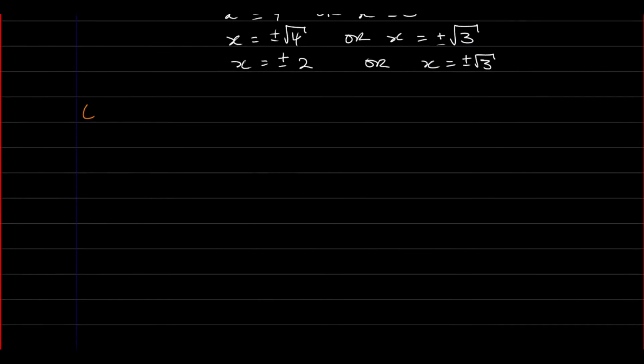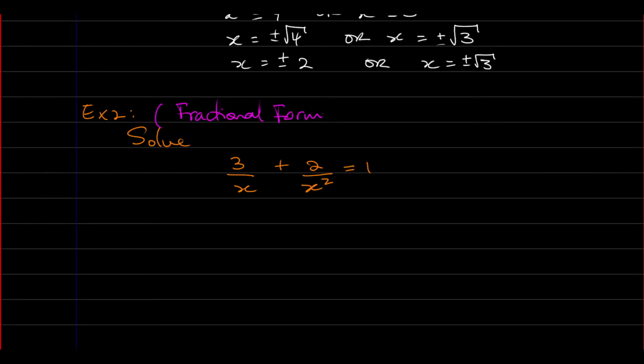The next one that you can get, and I'll just call this example 2, is something like this. Solve 3 over x plus 2 over x squared equal to 1. Right, equal to 1. Right? This one I would call a fractional form because you're dealing with fractions. And what you have to do is you have to get rid of these denominators here.